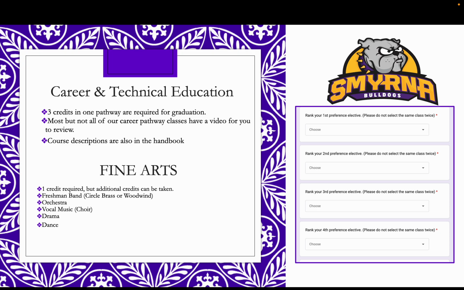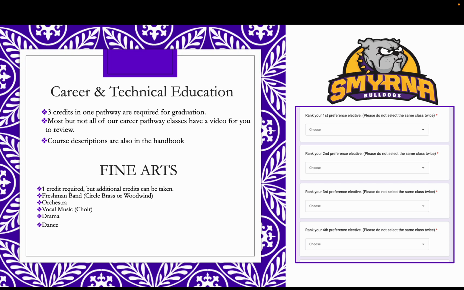Now, the last 3 credits of the freshman schedule are going to come from a combination of career and technical classes, fine arts classes, and possibly a world language class. So let's go ahead and discuss these options, and then we're going to look at how you would choose them on your form. Students do need 3 credits in one pathway in order to meet graduation requirements, and many students choose their pathway from a career and technical education class, a CTE class.